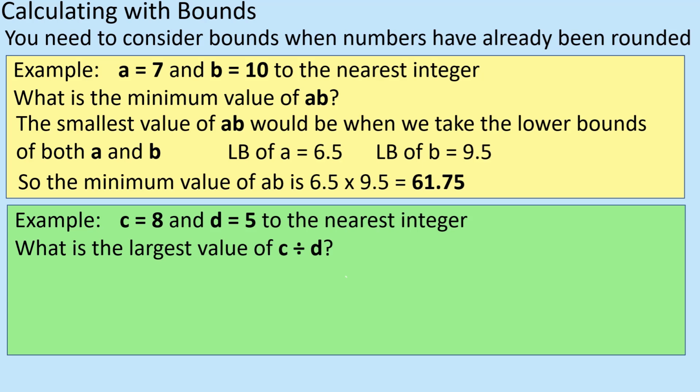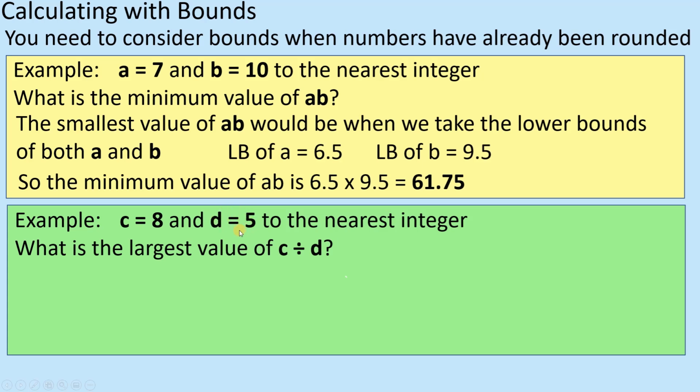When I'm multiplying together, it's not a problem: I find the two lowest values, as in the previous case. But when I'm dividing, you've got to think about what's going to give me the largest value. To give me the largest value of C, because that's the top, it's going to be 8.5. But in terms of dividing, if you divide by a bigger number, you get a smaller answer. So I don't want the biggest value for D. I actually want the smallest value.